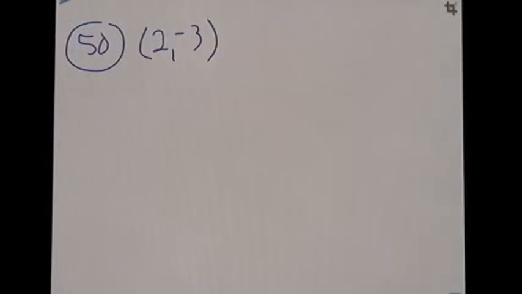2, negative 3. I'm sorry, that's not the hard part. The hard part is that one of the points on the circle is 7, negative 8. Okay, now this is not in line with 2, 3.